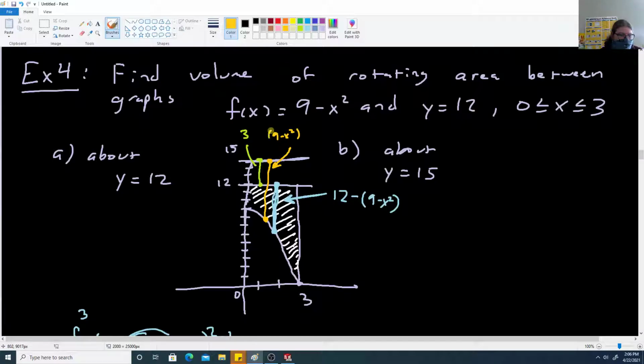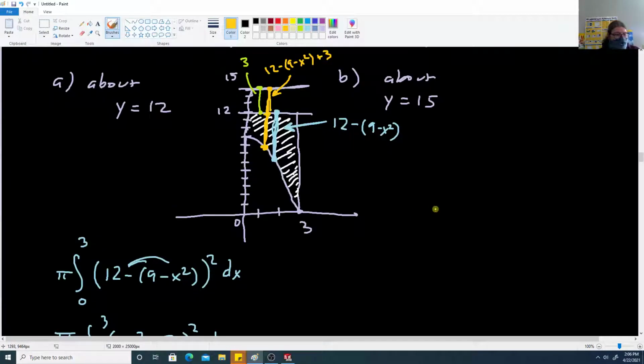It'll be that function plus the additional 3 units. Oh, wait, no, sorry, just kidding. 9 minus x squared is the distance from here down to here. We need the distance between these two, so that'll be 12 minus 9 minus x squared. That's the distance from here up to here, the distance between the 12 and that, and then we need to add an additional 3 to that.